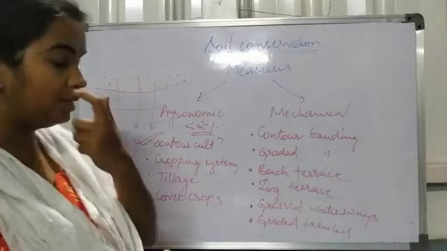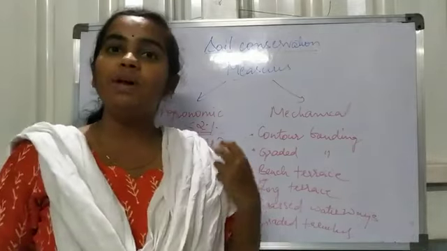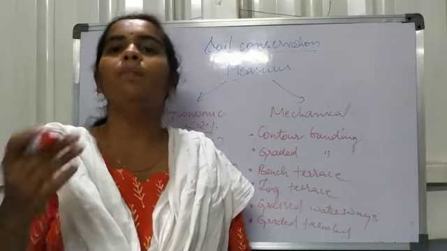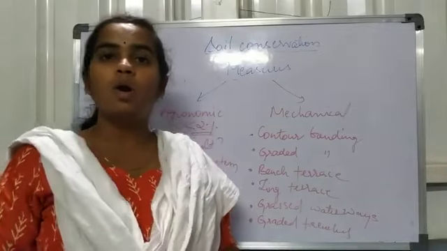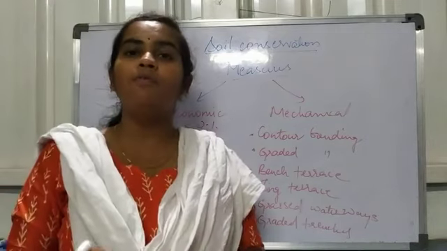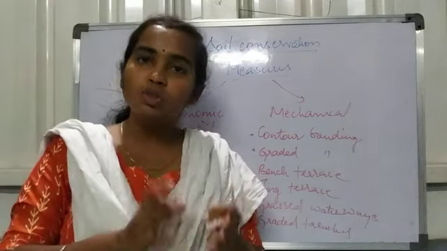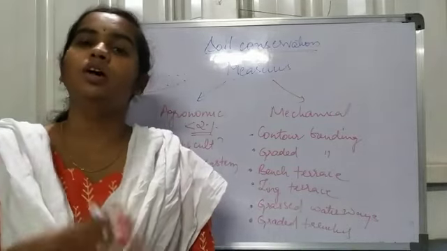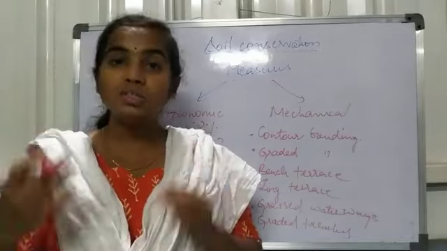Next one is cropping system. In cropping systems, there are various types like multiple cropping, strip cropping, monocropping, double cropping, quadruple cropping, right? If you are using strip cropping, one strip allows soil erosion, and the next strip of crop restricts the erosion. Likewise, we can go for strip cropping.